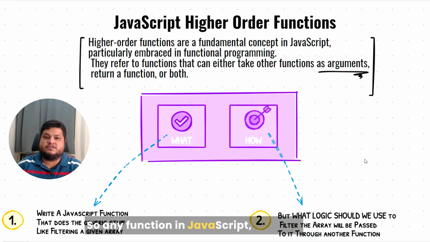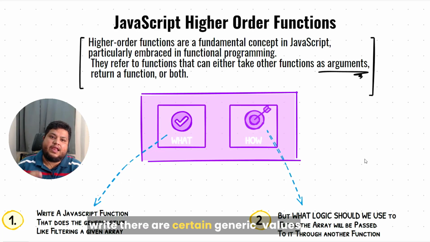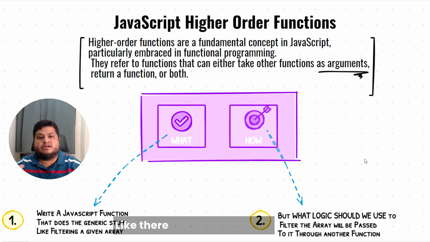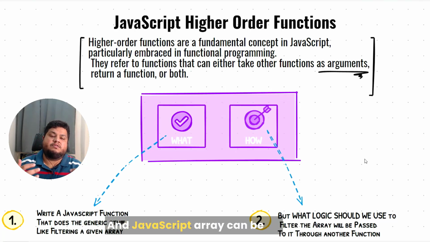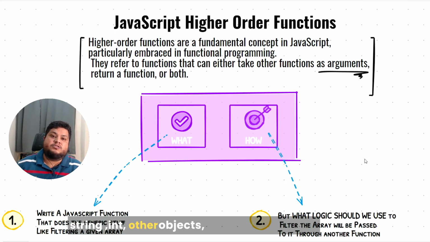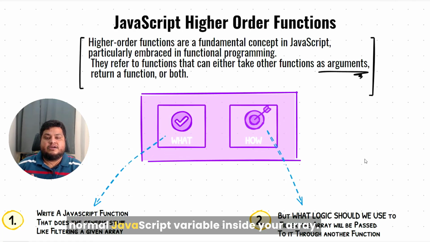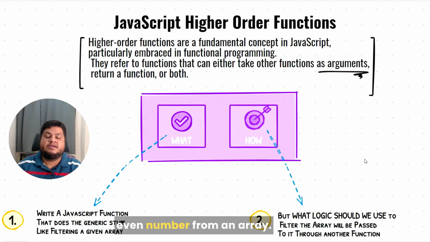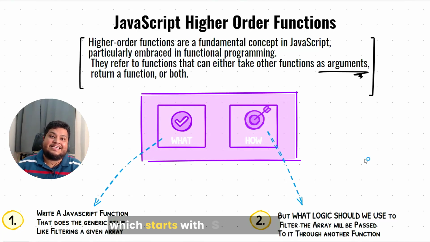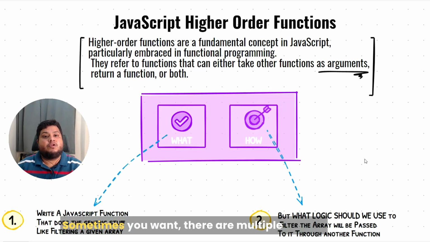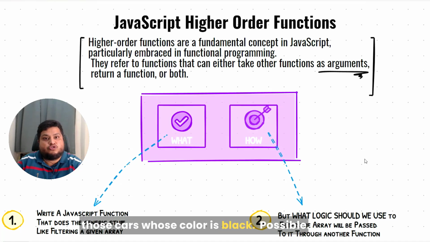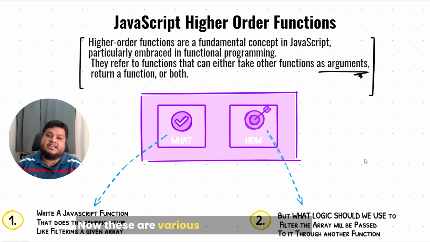Any function in JavaScript when we write, there are certain generic values. For example, you want to filter an array, but how? There are multiple ways, and a JavaScript array can be of strings, ints, other objects, functions, anything. You can put anything which is a normal JavaScript variable inside your array. But while filtering, their logics can be different. Sometimes you want to take out even numbers from an array. Sometimes you take out all those strings which start with S. Sometimes there are multiple car objects, let's say, and you want to filter out those cars whose color is black. Possible.